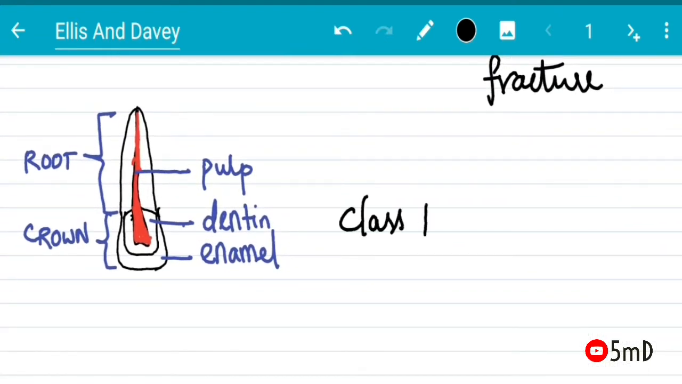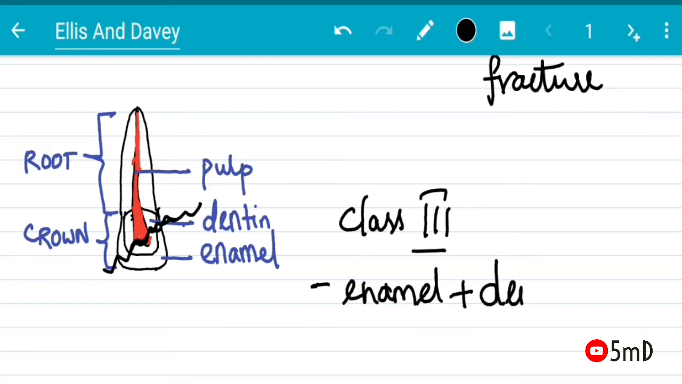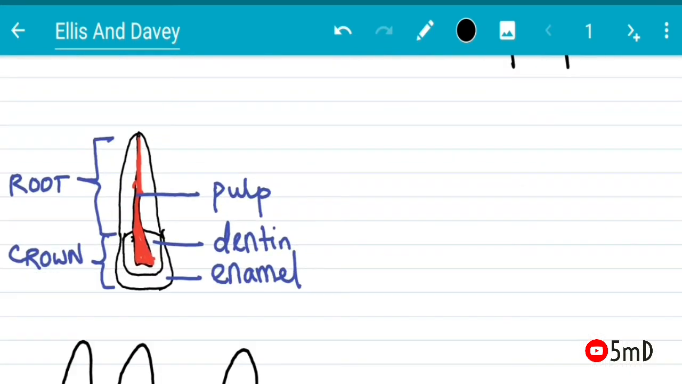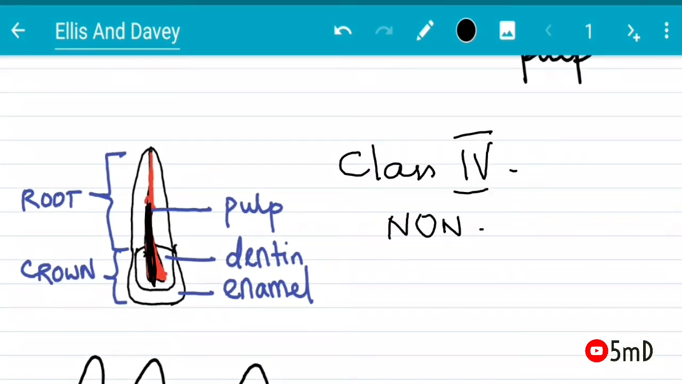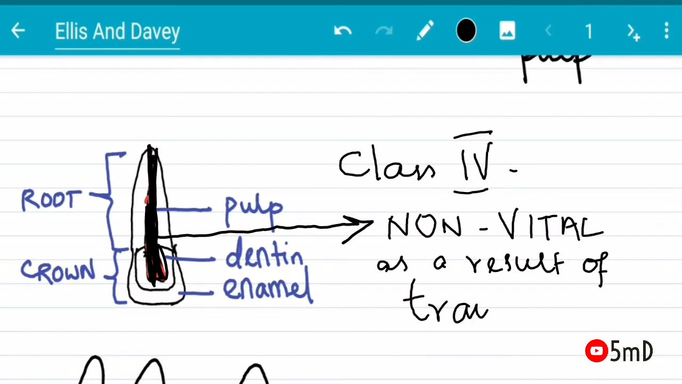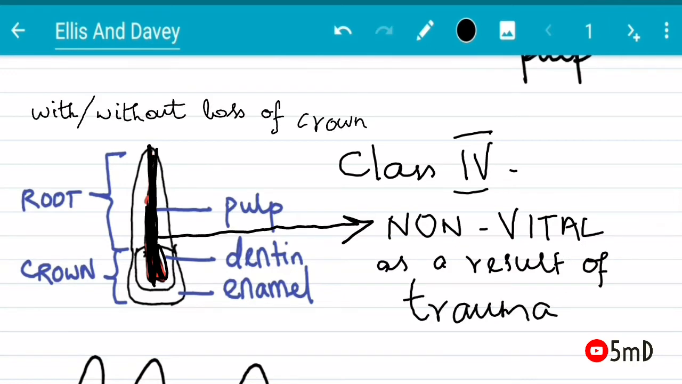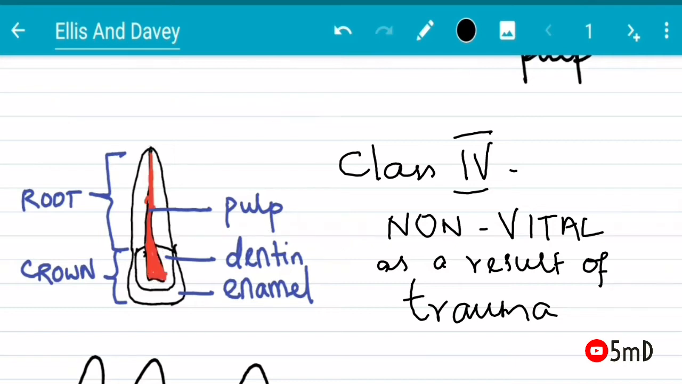What is class 3? So as you guess, when the fracture line involves enamel, dentin along with pulp exposure, it is class 3 classification. Here the tooth is vital to any kind of vitality tests done. Class 4, the tooth has turned out to be non-vital to any kind of vitality test as a result of trauma, with or without loss of crown.